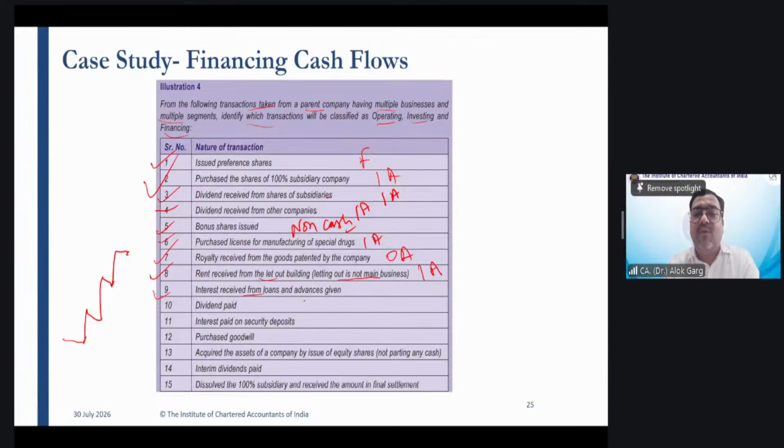Interest received from loans and advances given, not taken, given. Operating, investing, financing: OIF. It is an investing activity. Dividend paid: investing or financing? You have paid a dividend to the shareholders from whom you have raised the money. So it is a financing activity.